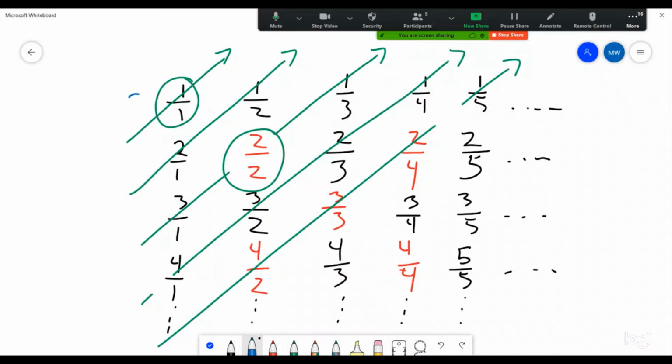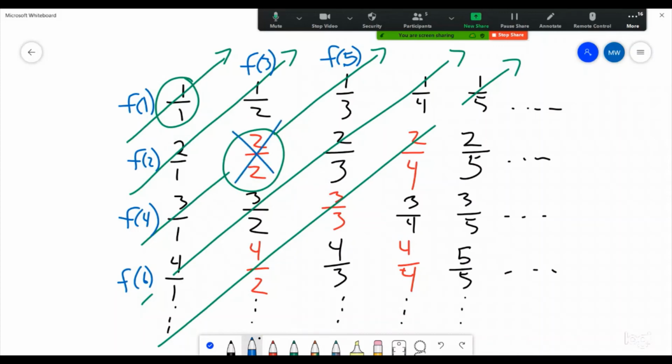So we'd have 1 over 1 is like our f of 1, 2 over 1 would be f of 2, 1 over 2 is f of 3, 3 over 1 is f of 4, but then 2 over 2 is not f of 5. Because we've already hit it before, we skip it. So then 1 over 3 is going to be f of 5. And we have f of 6 down here, and we just skip any time that we've hit something that's already shown up earlier in our list. And so that's going to be how we are going to be defining our function. We skip anything that we've already hit before. So all of these numbers that I wrote in red are skipped.